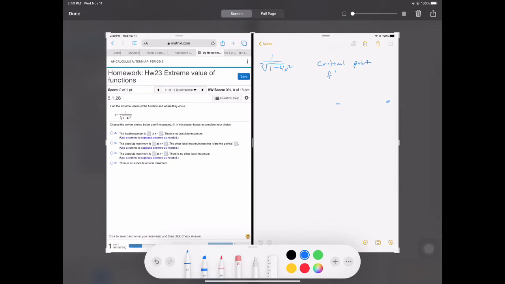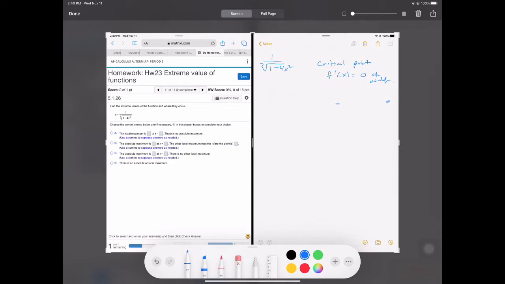And that's when f prime of x, the derivative, is equal to 0, or it's undefined. So let's start off there. They didn't give us any boundary points, so we're not going to look at the endpoints necessarily, unless they're both shooting off to infinity, then we might know it's a minimum or maximum. So choose the correct choice below, and if necessary, fill in the answer box to complete your choice.